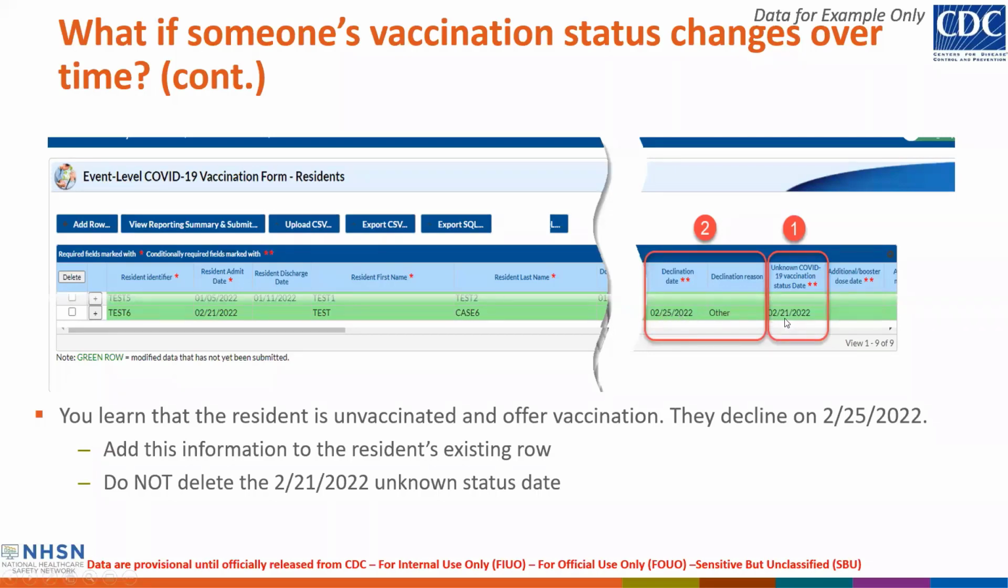So then you would go in and enter a declination date of 2/25. And you do not need to delete the original unknown status date of 2/21 because it was true from 2/21 to 2/24, their status was unknown. And then as of 2/25, their status changed to decline. So we want to capture both of those pieces of information over time.